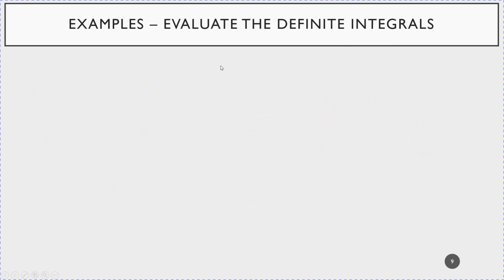All right, so first off, all I want to do for these first few examples is give you the definite integral, and I just want you to evaluate it. So let's try this one. Let's find the definite integral from 1 to 2, so this will be our first example, of 6x squared minus 3x dx.